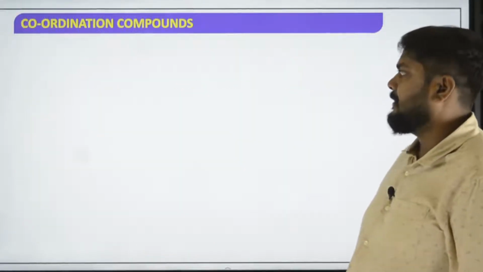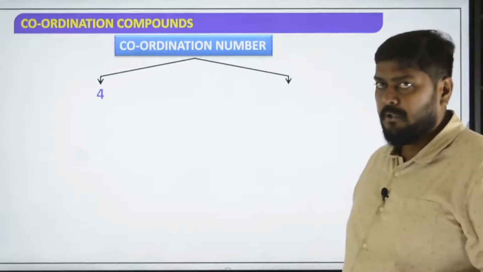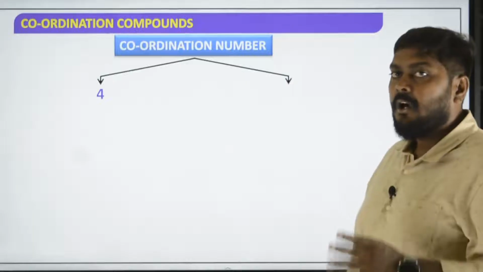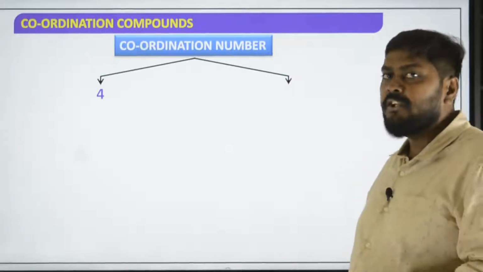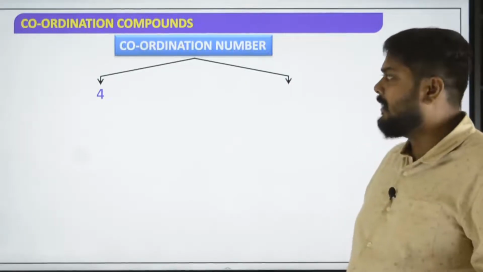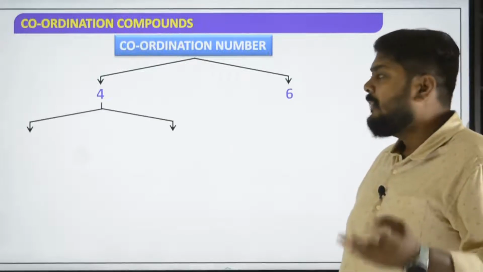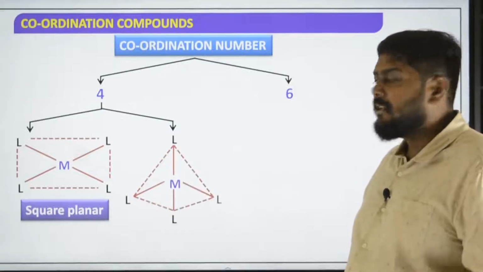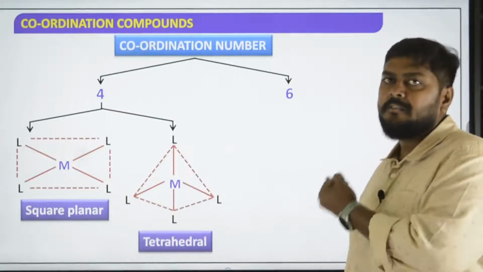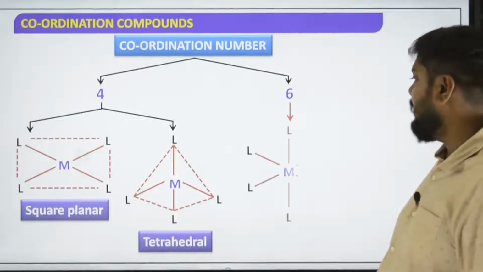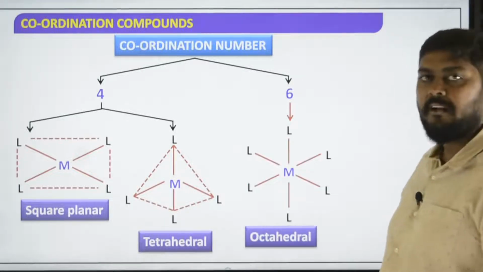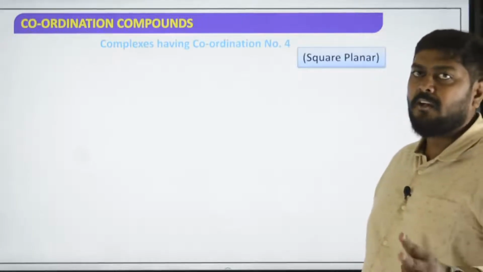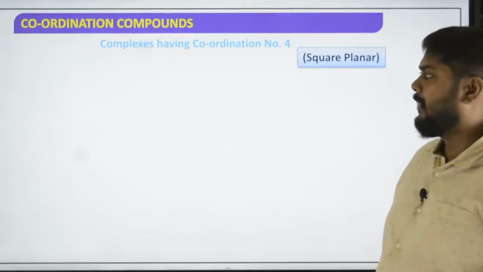Okay, next. This is possible in complexes with coordination number 4 as well as coordination number 6. Now if the coordination number is 4, what shapes will we have? We will have two shapes, which we discussed earlier: one is square planar, the other is tetrahedral, right? Coordination number 6 gives octahedral shape, right? So first let us take the complex with coordination number 4, that is the square planar complex, right?